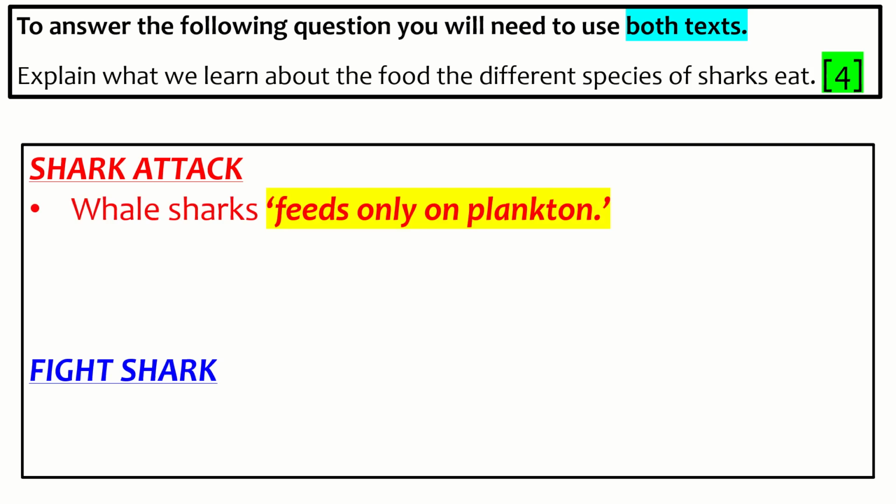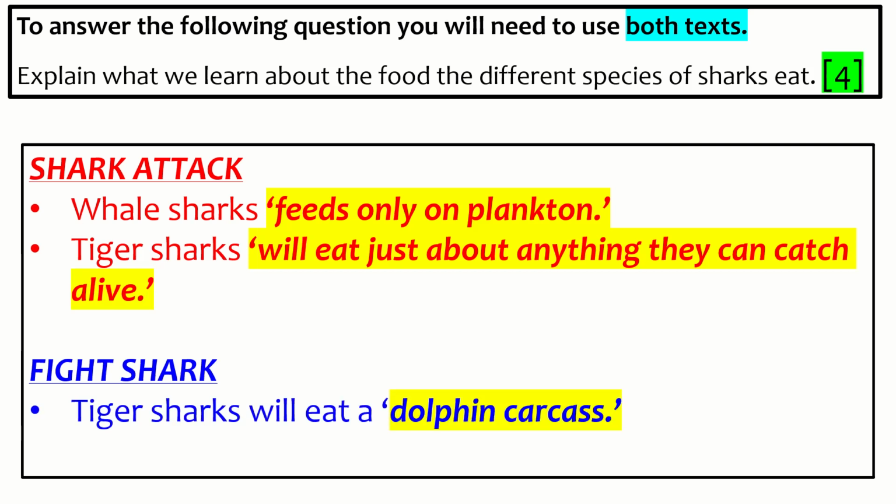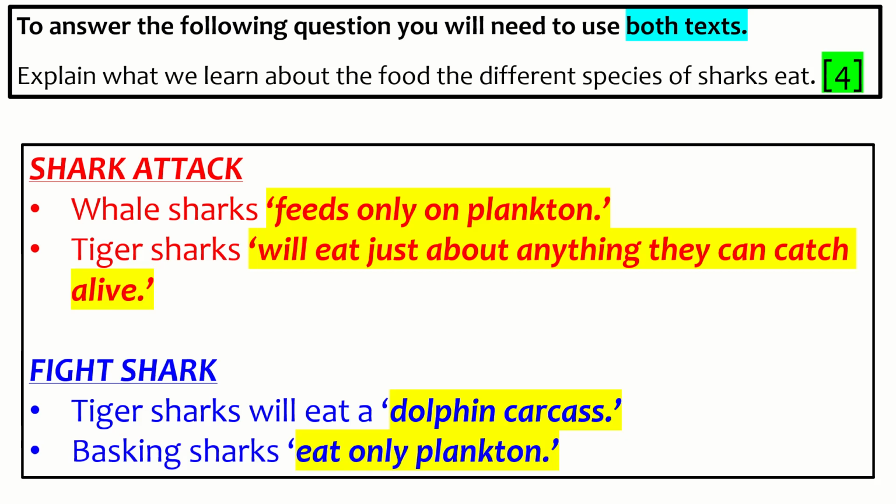And I put whale sharks feed only on plankton. Tiger sharks will eat just about anything they catch alive. And in the Fight Shark article, I put tiger sharks will eat a dolphin carcass. Basking sharks eat only plankton.